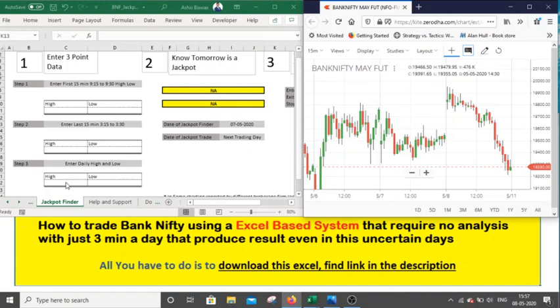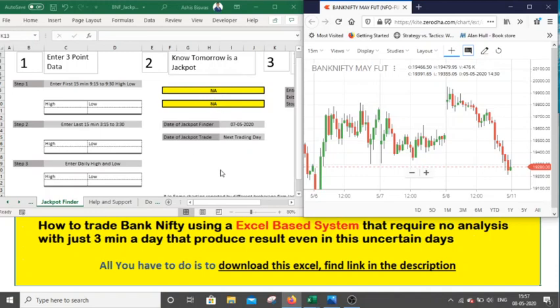You have to enter a couple of high and low data here: the first 15-minute high low data, the last 15-minute high low data, and the daily high low data. Once you enter this data for the day, if there is a jackpot opportunity next day, you will find a yes over here.